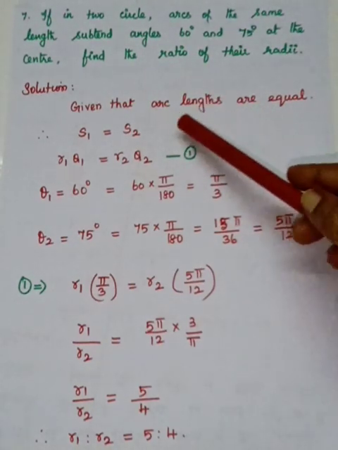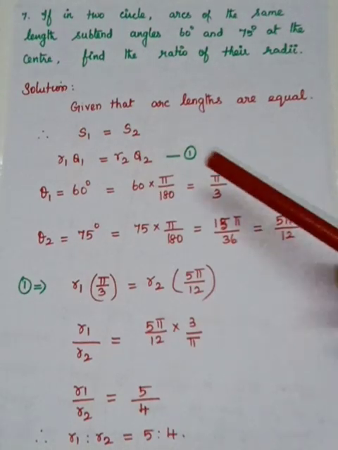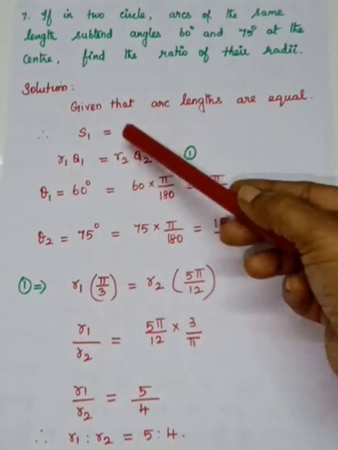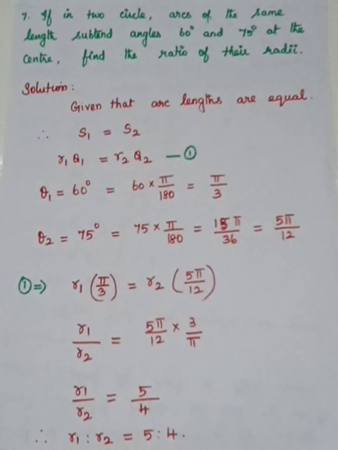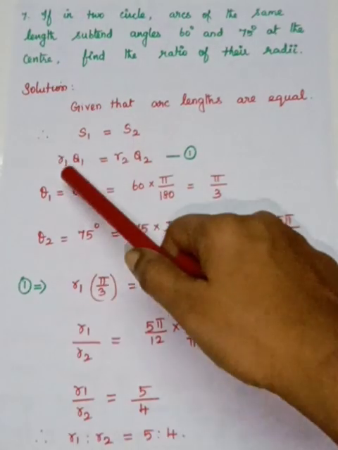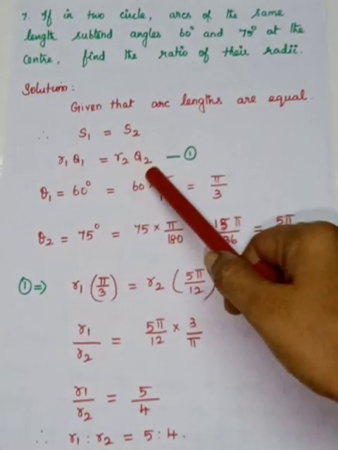What is given is that the arc lengths are equal. Usually we denote arc length as S. Here two circles are there, so one is S1, another is S2, and they are equal. What is the formula for the arc length? S is equal to R theta. So for the first circle it is R1 theta 1, and for the second circle it is R2 theta 2.